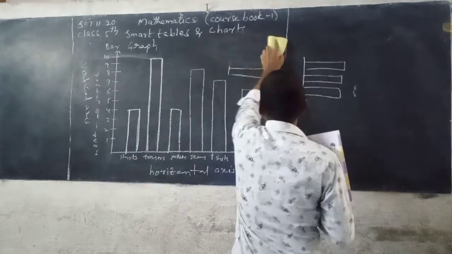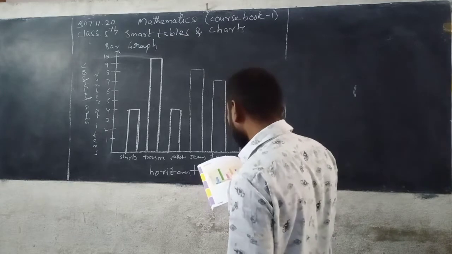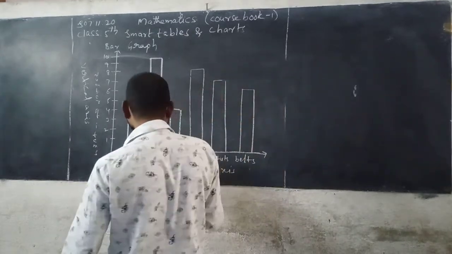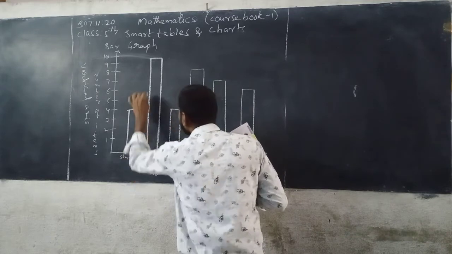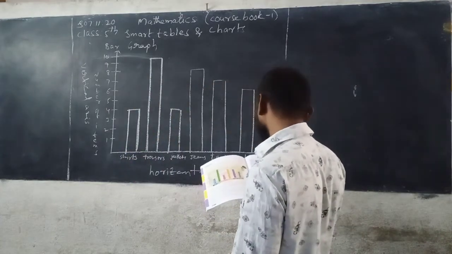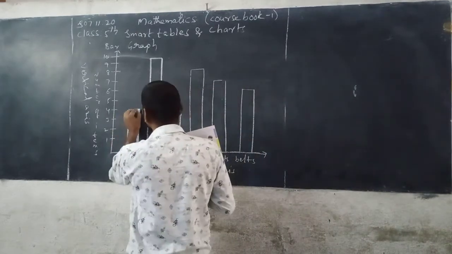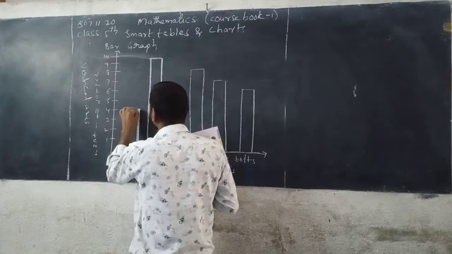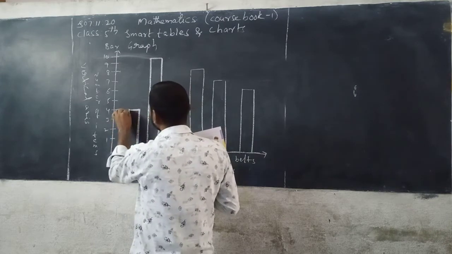See here, bars should be drawn with equal spacing between them. So equal spacing between them. Now next, the length of each bar represents the given number. So for example here, what is the length here? 4. 4 means this is the length.